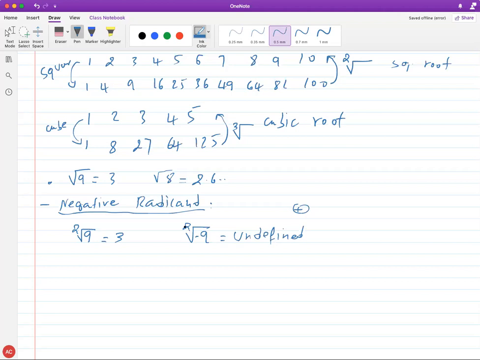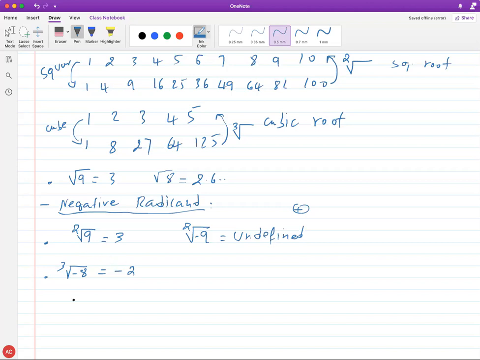But what if we have an odd index here? What if we have 3 as an index and we have a negative 8? Can we find a number that multiplies by itself 3 times to get negative 8? -2. You see how this is possible? Even though we have a negative, there is no problem here because this is odd. And you can check, you can multiply -2 by itself 3 times.